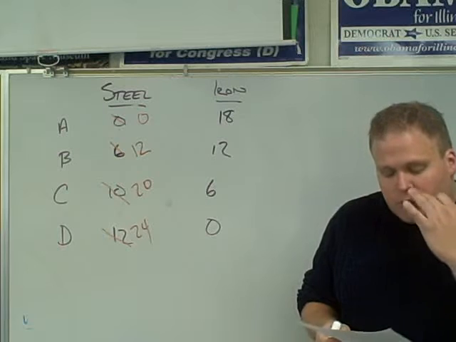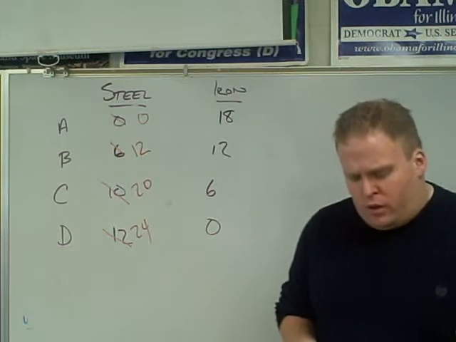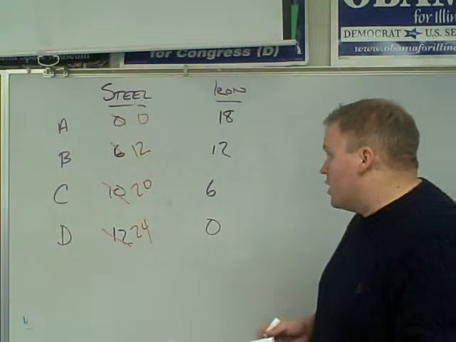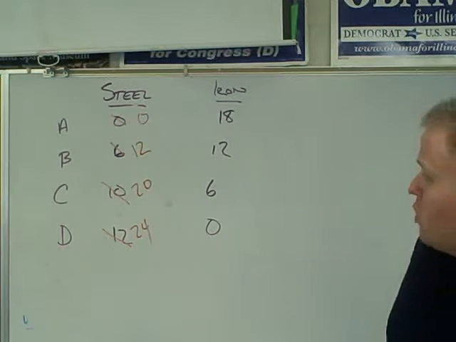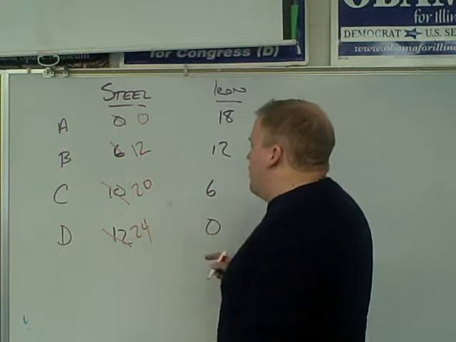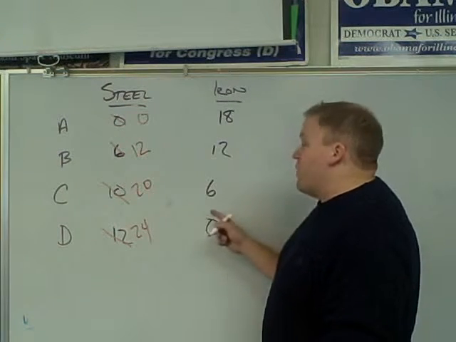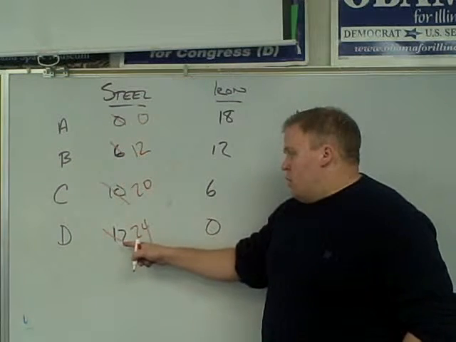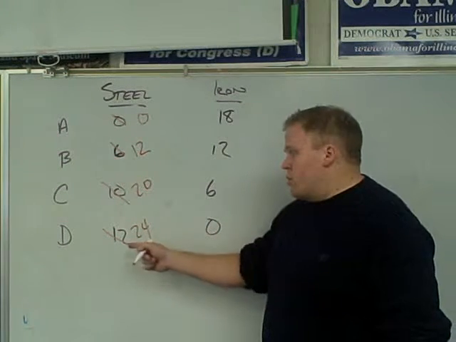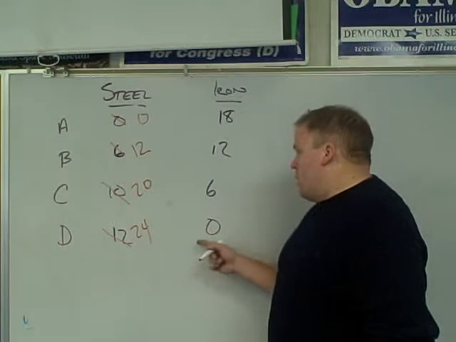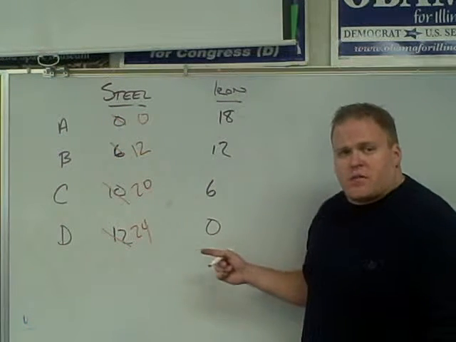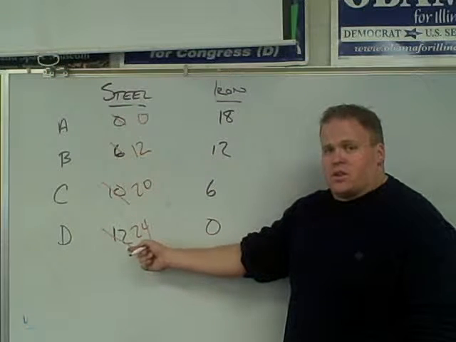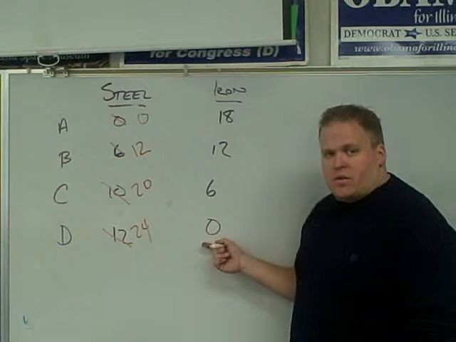But the question that a lot of people are having is, will this raise or lower the opportunity cost of producing 12 tons of steel? Well, to look at that, we need to take a look at how much iron we're producing when we're first producing 12 tons of steel. At point D, before the increase in production, we were producing 12 tons of steel. How many tons of iron are we producing? 0. Okay, so as we were making 12 tons of steel, we were making 0 units of iron.